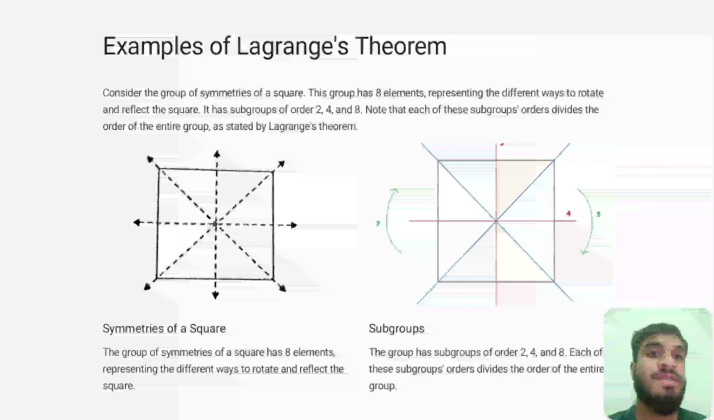Examples of Lagrange's theorem. Consider the group of symmetries of a square. The group has 8 elements, representing the different ways to rotate and reflect the square. The subgroups have orders 2, 4, and 8. Note that each of these subgroup orders divides the order of the entire group.